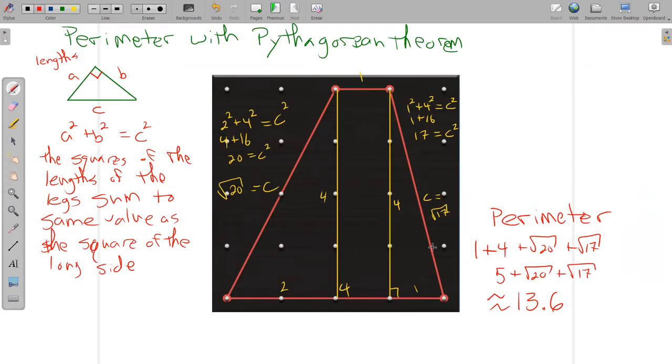So just to double check, this line right here is definitely longer than 4, because 4 is coming straight down. Here we're moving at an angle, so that's a farther distance. So that's a little bit over 4. And this line here is definitely over 4 also. So an underestimate of this perimeter would be 4 plus 4 plus 1 plus 4. So that would be 13. And it turns out that because of these lines' slant, it adds on an extra 0.6. And that seems reasonable to me. So I think that is in the right range for the value.